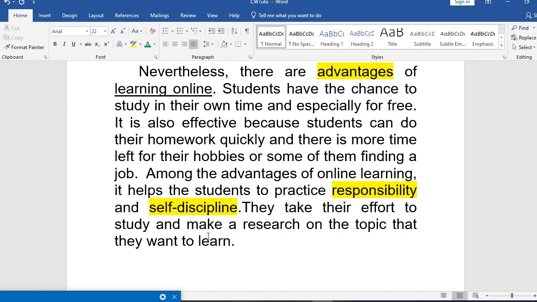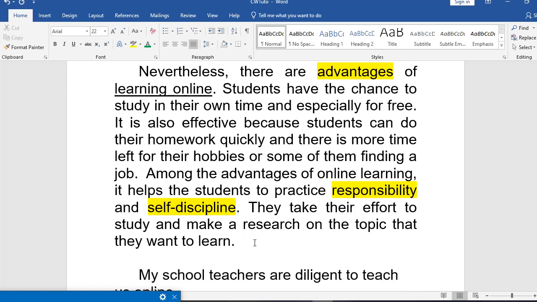Okay, so this sentence will explain about the responsibility and self-discipline. They take their effort to study and make a research on the topic that they want to learn. Okay, so you can do your own research, on the topic that you want to learn on any subject. So that's the advantages, kebaikannya. Kamu boleh buat research sendiri, guna Google, guna whatever website that you have.